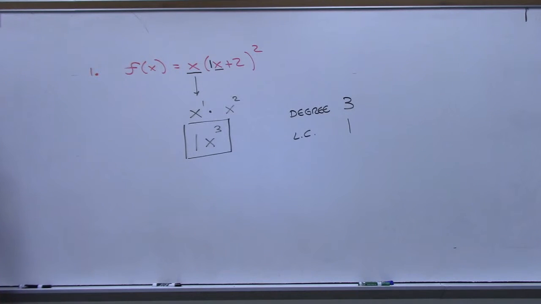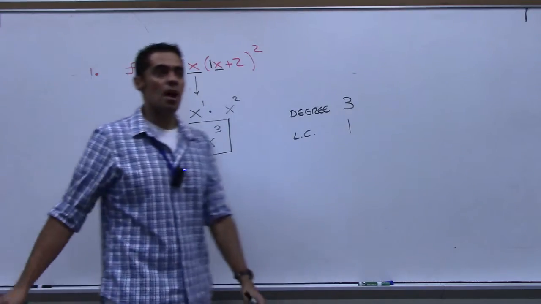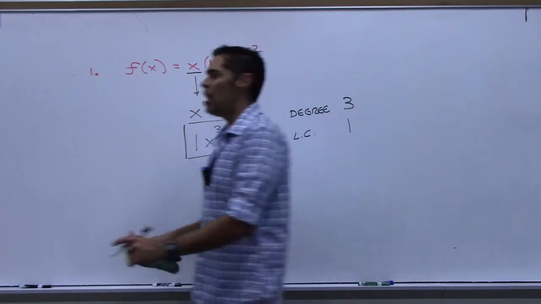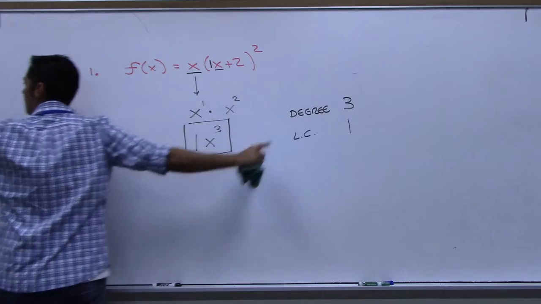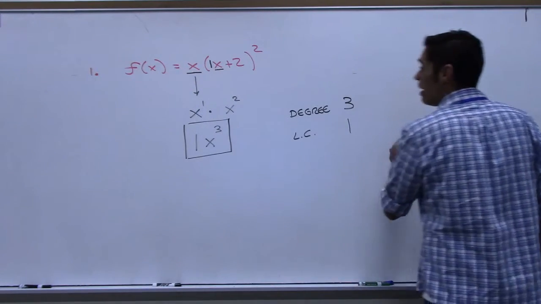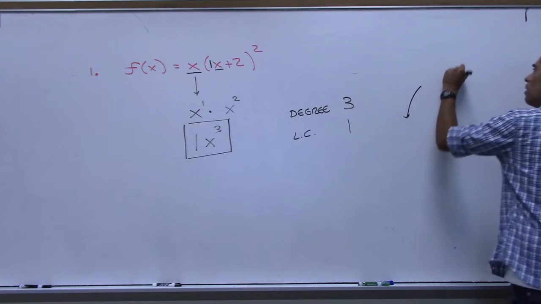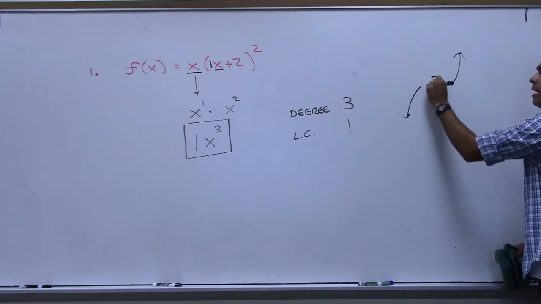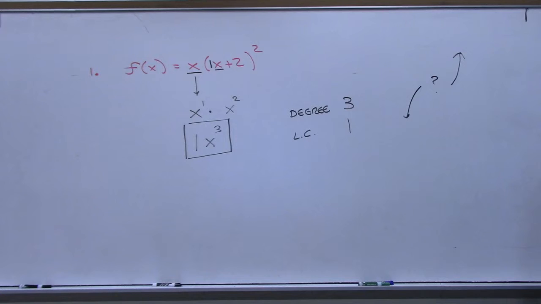Top right. You have this in your notes, right? So which one, top what? Top right. We have an odd degree. We have a positive leading coefficient. So I already know right now that when I draw this, it's going to go down on the right and up on the left, right? And in the middle, I have no idea. Any questions on that part?